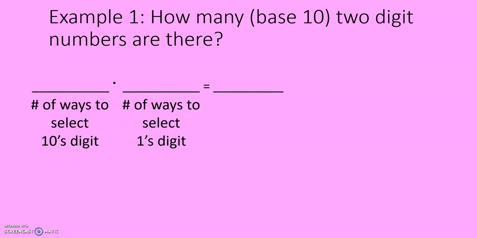Example 1. How many base 10 two-digit numbers are there? If we're talking about a two-digit number, the tens digit cannot be 0. So there are 9 options, 1 through 9. There are 10 ways to select the ones digit. It could be 0, 1, 2, 3, 4, 5, 6, 7, 8, or 9. So there are 90 base 10 two-digit numbers.